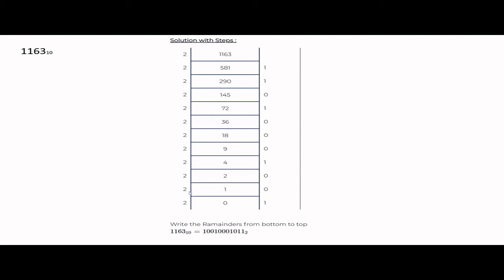And 2, if you divide by 2, the quotient is 0 and 1 is remaining. So when you write the answer, you have to write the remainders from bottom to top. 1 0 0 1 0 0 0 1 0 1 1. Okay, so hope you got all your activities correct.